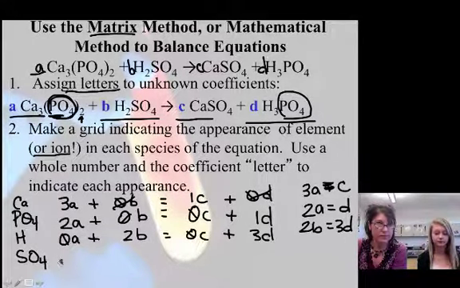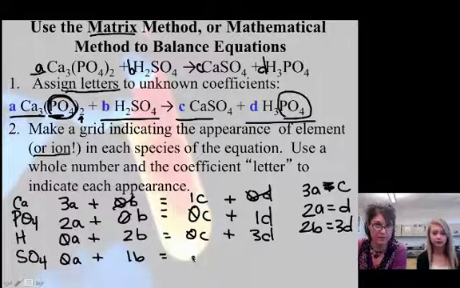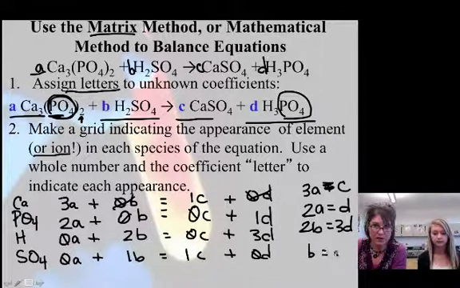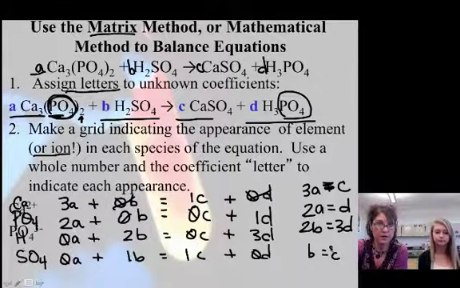All right, next is sulfate. 0 of those in the A term. In the B term, there's 1. How about in the C term? 1 also. And there's none in the D. Well, this is an easy equation then. I just get B equals C. All right, and here's all my work. We're going to need more space here.